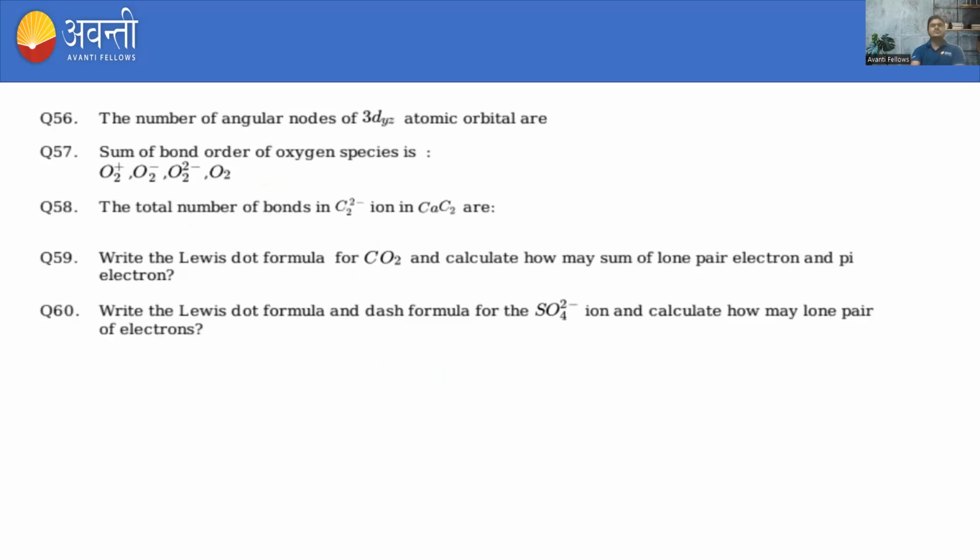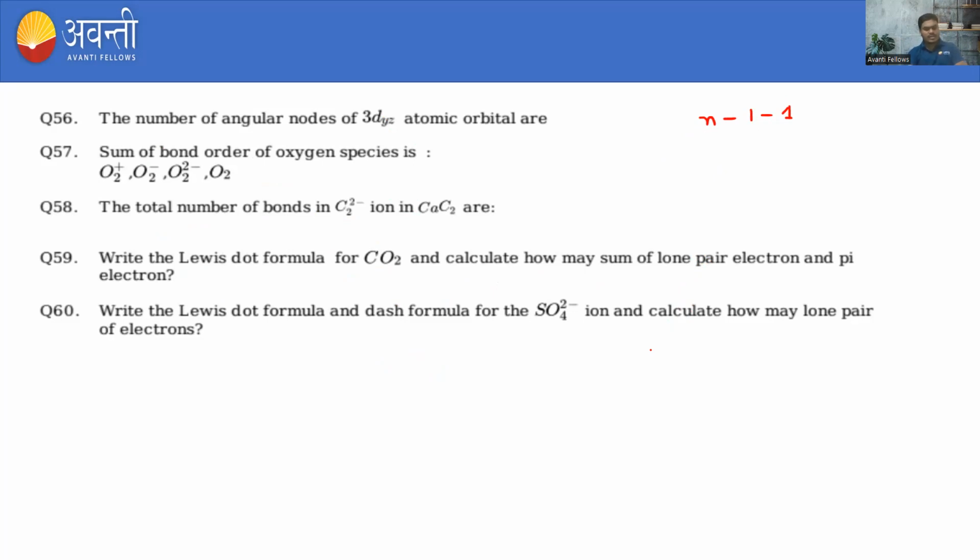So let's move to the next question, that is question number 56. The number of angular nodes for the d orbital. So you have to calculate the number of angular nodes for this. We know the formula for the radial node, that is n minus L minus 1. Similarly, you want to calculate the angular node, right? So what is the formula for calculating the angular node?